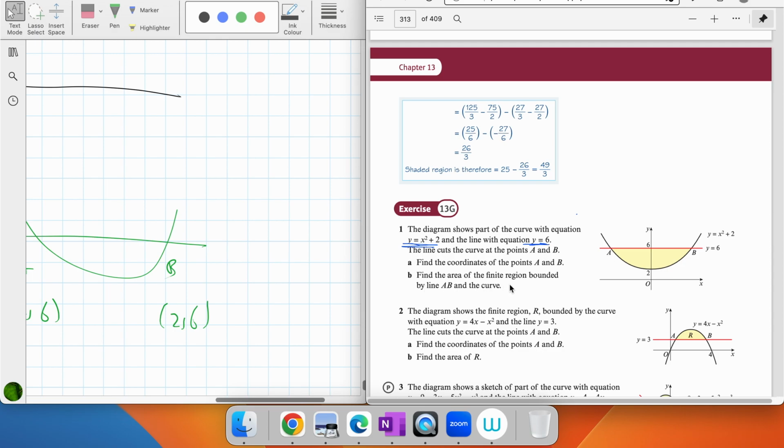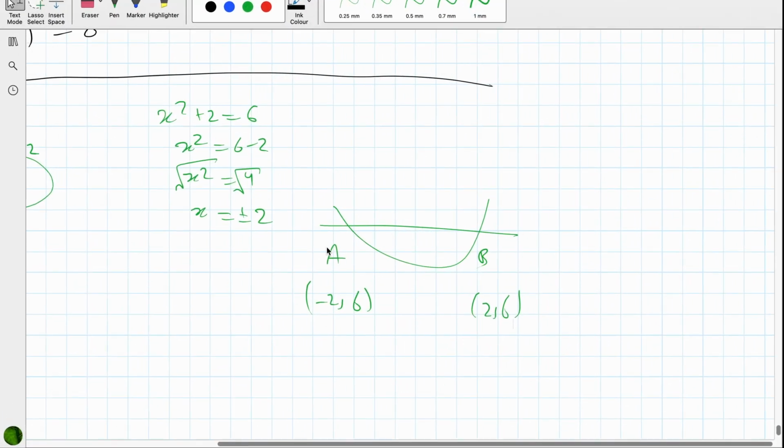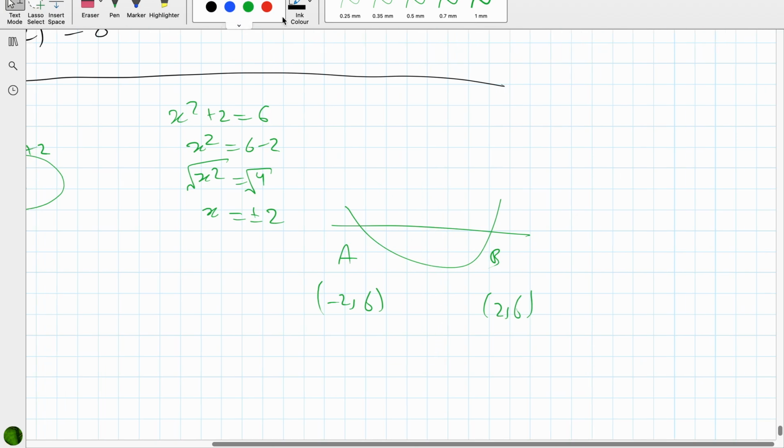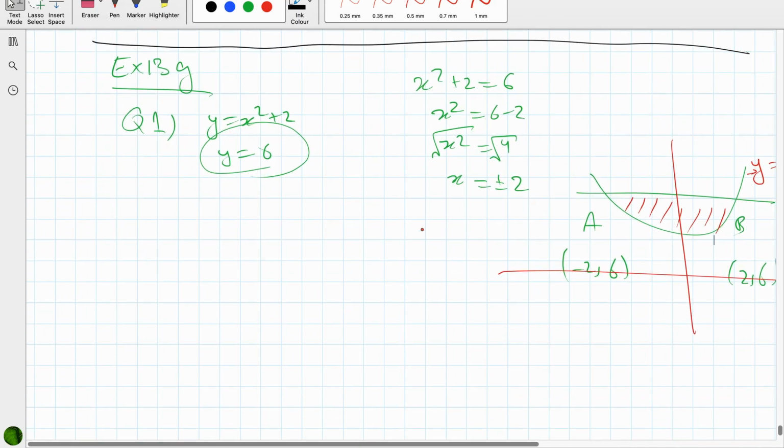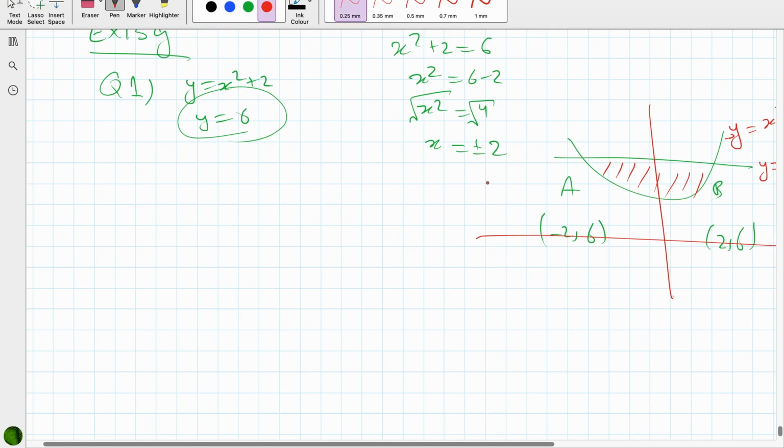The second part says find the area of the finite region bounded by the line AB and the curve. So the line is y equals 6 and the curve is y equals x squared plus 2. So we need to find this area. It could be done in two different ways. One is we can find the area under the line between x equals minus 2 and 2 and the x-axis first, and then subtract this area in green, which is under the curve.